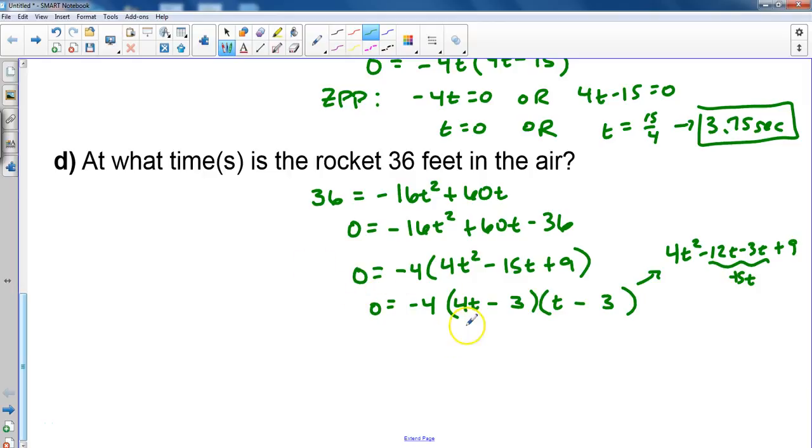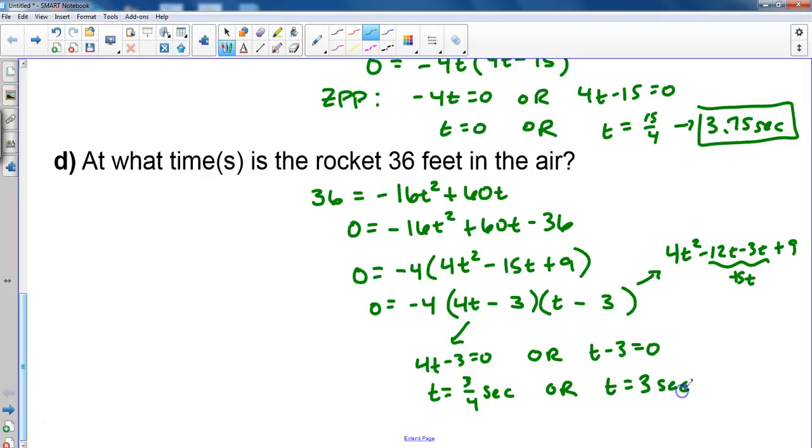So to finish up the question, we know again zero product property, either 4t minus 3 is going to be equal to 0, or t minus 3 is going to be equal to 0. So at a time of 3/4 of a second, this rocket is 36 feet in the air, or at 3 seconds, this rocket is 36 feet in the air, and both of those work.